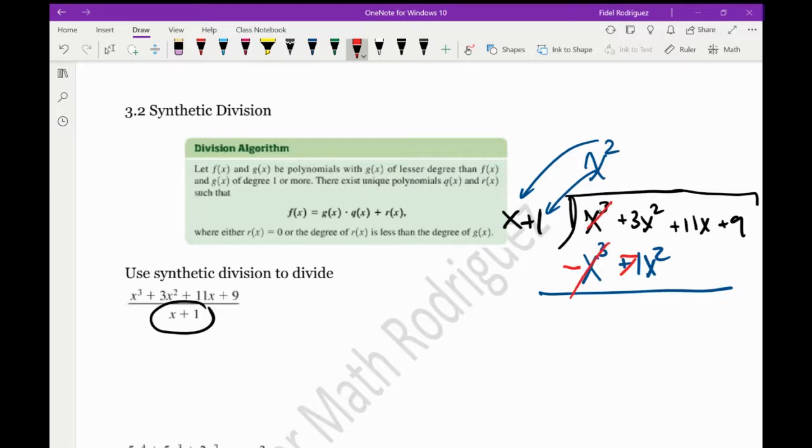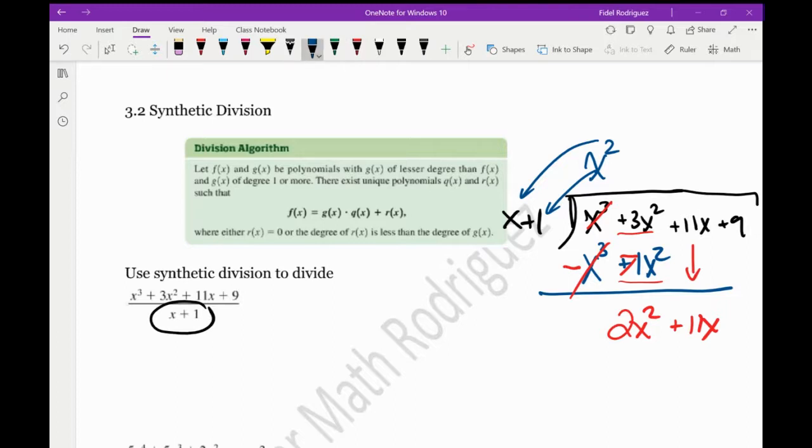So look, this x to the third and that x to the third are going to cancel out. A 3x squared minus 1x squared is going to leave me with a 2x squared, and then I'm just going to bring down that plus 11x. Okay. Again, guys, this is long division. I'm going to show you the shortcut in a minute. I just want y'all to see what it looks like, okay?